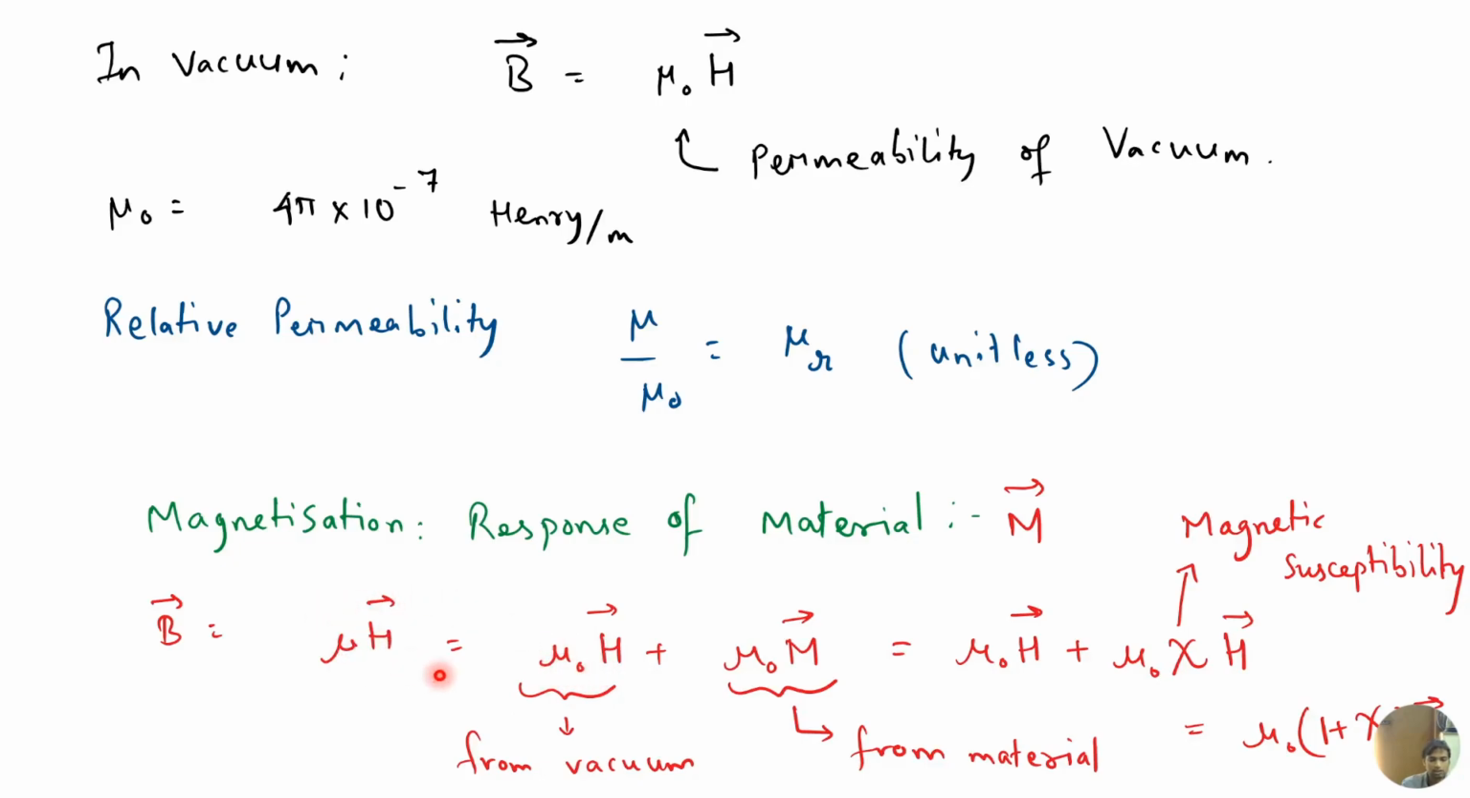So in a material, the contribution can be decomposed into a vacuum contribution and the material contribution. The material contribution, which comes from this M vector, is related to H by something called a magnetic susceptibility, which is chi times H. In most cases, when the material is linear, M is directly proportional to H and chi is a constant. This chi is called the magnetic susceptibility. And if you take the H common, it will be mu naught times 1 plus chi times H.